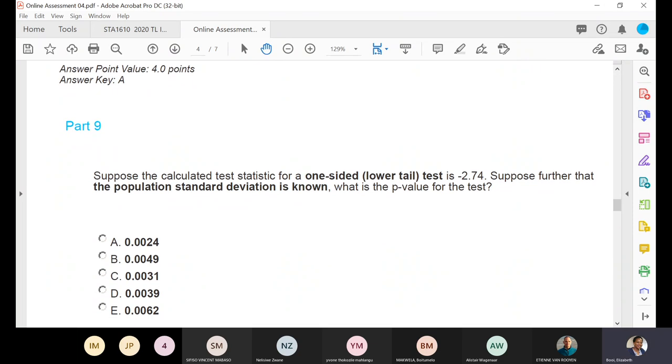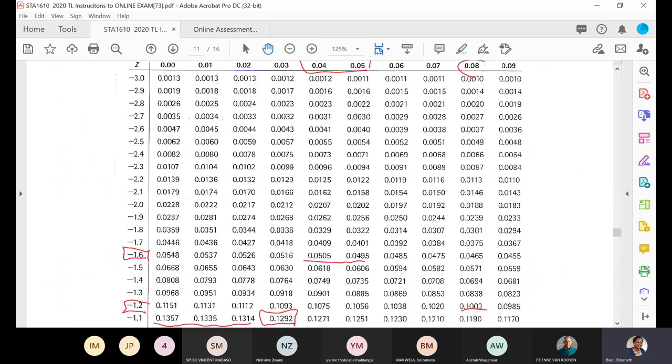Okay, so suppose the calculated test statistic is a one-sided tail test, and the test statistic we found is -2.74. Suppose further that the population standard deviation is known. So if that is the case, then this was a Z test of less than, because we were doing the hypothesis of a lower tail, -2.74. What they want you to do is go find the p-value. So go to the Z table and find the p-value of -2.74. So we go to minus, let's remove all the ink.